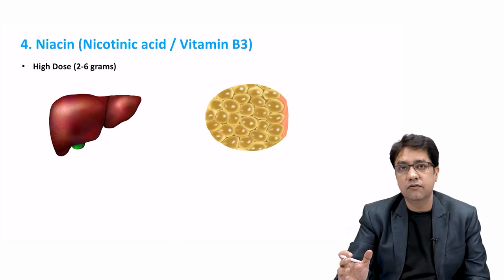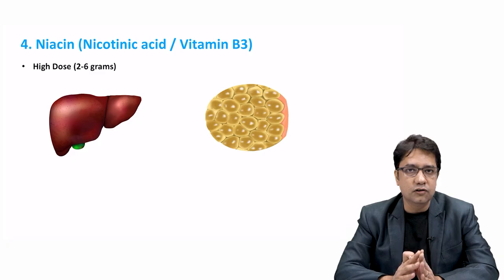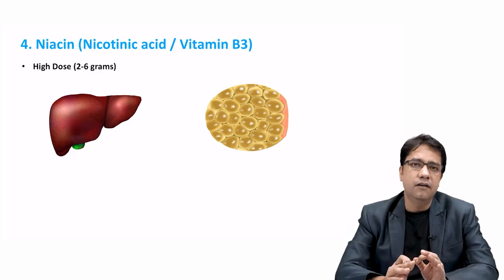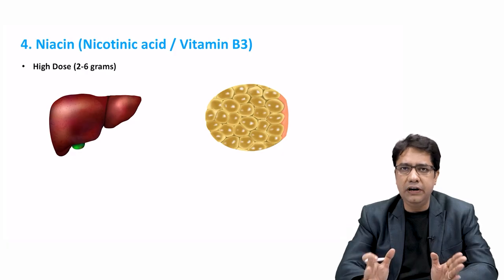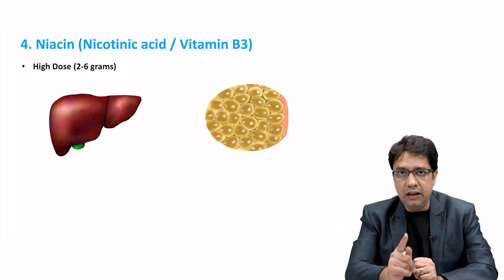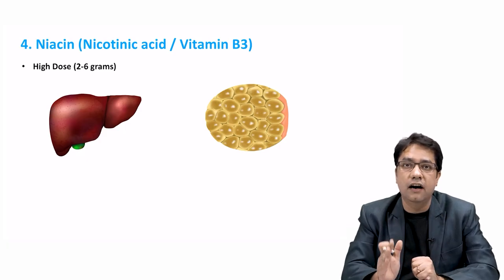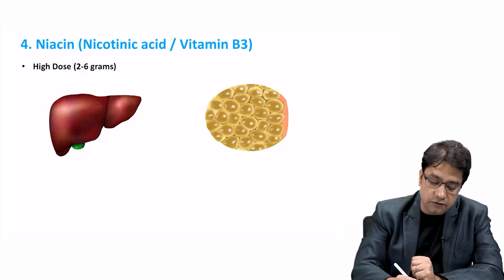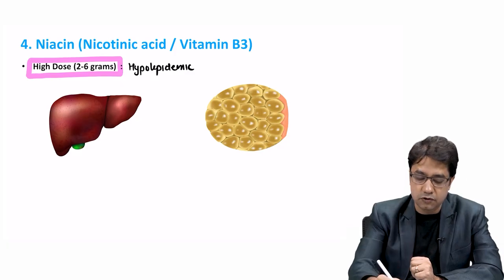Now let's talk about the fourth drug, that is niacin. Niacin is also known as nicotinic acid, and niacin is also known as vitamin B3. Remember, when we take niacin as a vitamin, we require a very low dose of niacin per day, that is in some micrograms. But when you are using niacin as a hypolipidemic drug, it requires a very high dose. So at a very high dose of 2 to 6 grams, niacin has hypolipidemic effect. Its hypolipidemic effect comes at a very high dose, not at the vitamin dose.